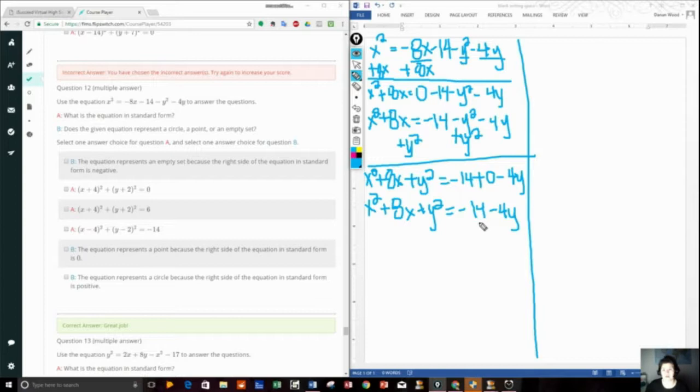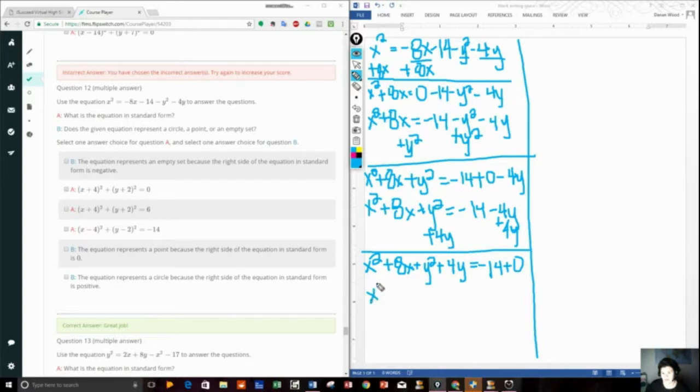Alright, negative 14 is our constant still, and we want to move our y to the left hand side. So since it's a negative 4y, we're going to add 4y. And we're going to add 4y to the left hand side of the equal sign. So then we have x squared plus 8x plus y squared plus 4y equals negative 14. Negative 4y plus 4y is 0. Alright, so now negative 14 plus 0 is just negative 14.